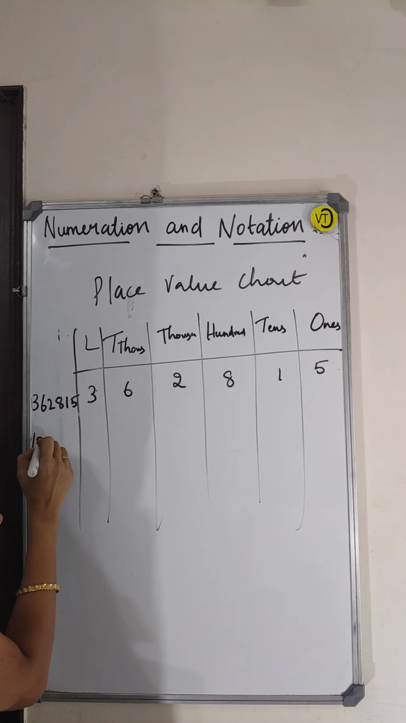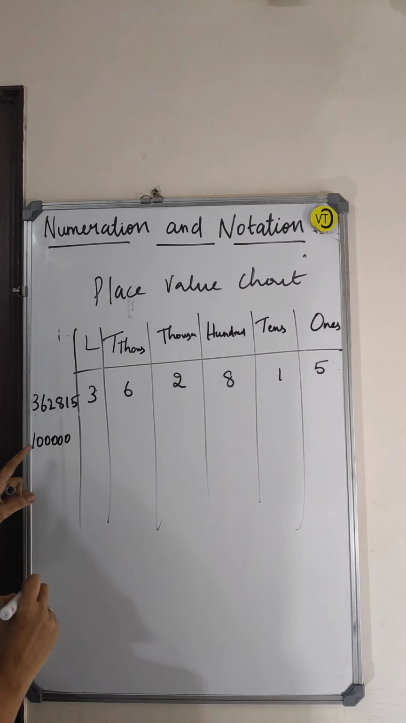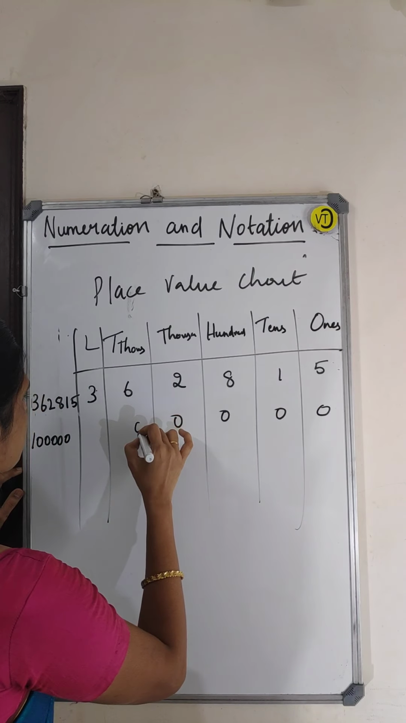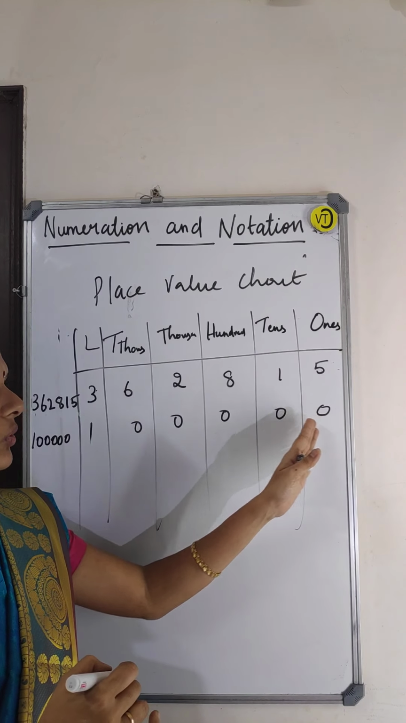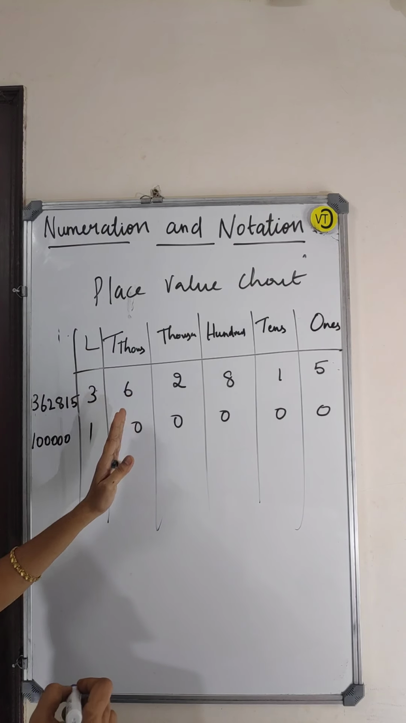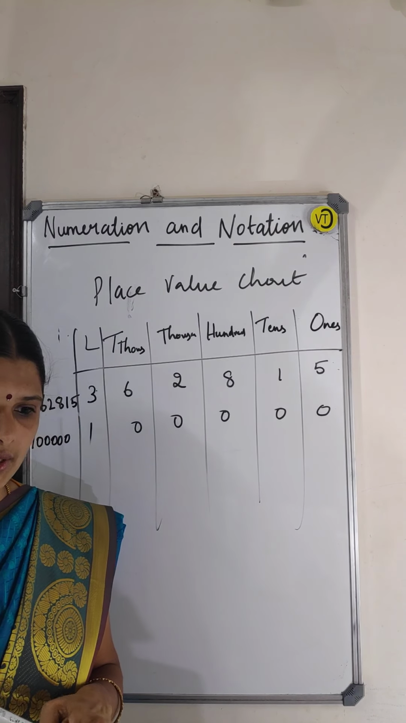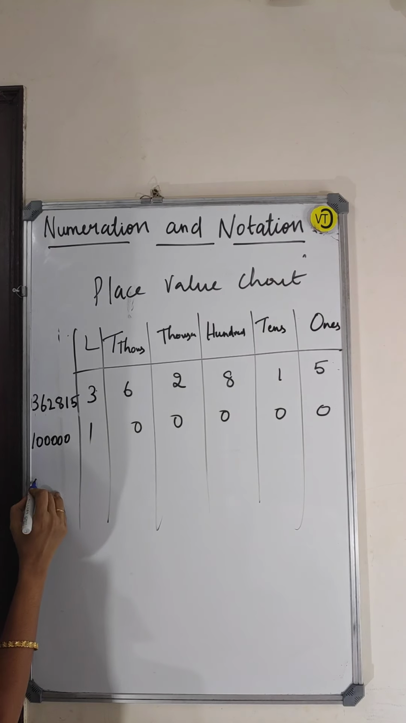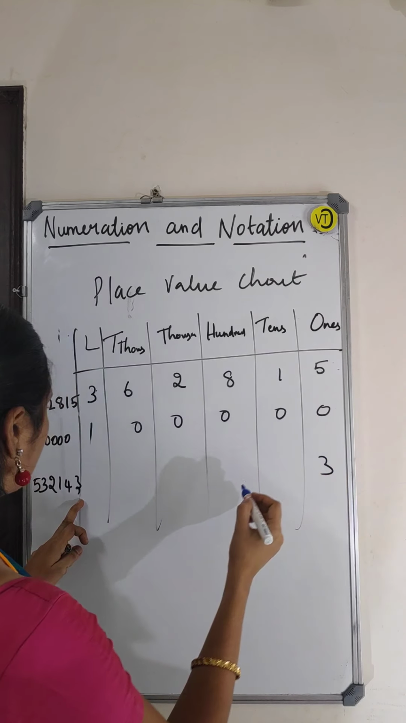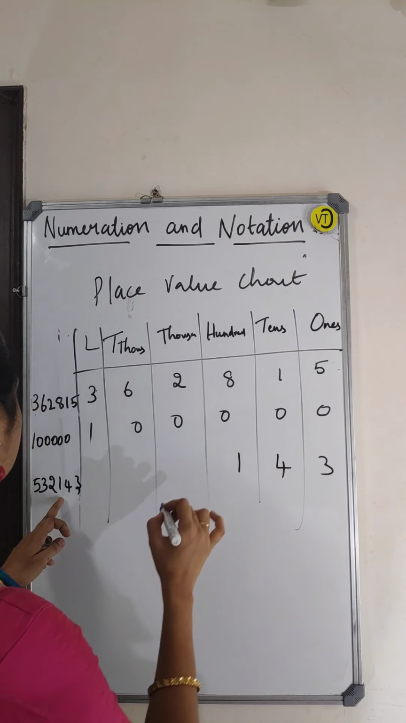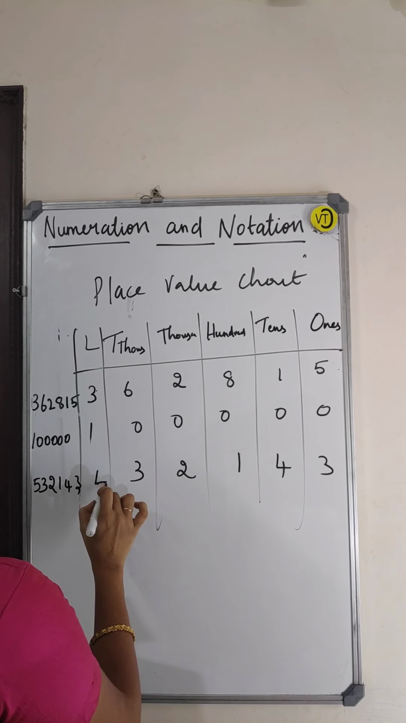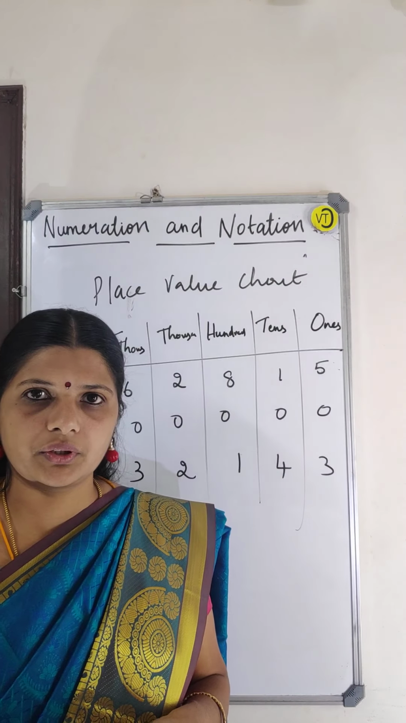One more thing. Here 1 lakh I have written, so 0, 0, 0, 0, 0, 1. You have to write the numbers always from this side. Always start from ones, tens, hundreds, thousands, ten thousands, lakhs like that. One more number: 532143. How do you do it? First 3 ones, 4 tens, 1 hundred, 2 thousands, 3 ten thousands and 5 lakhs.